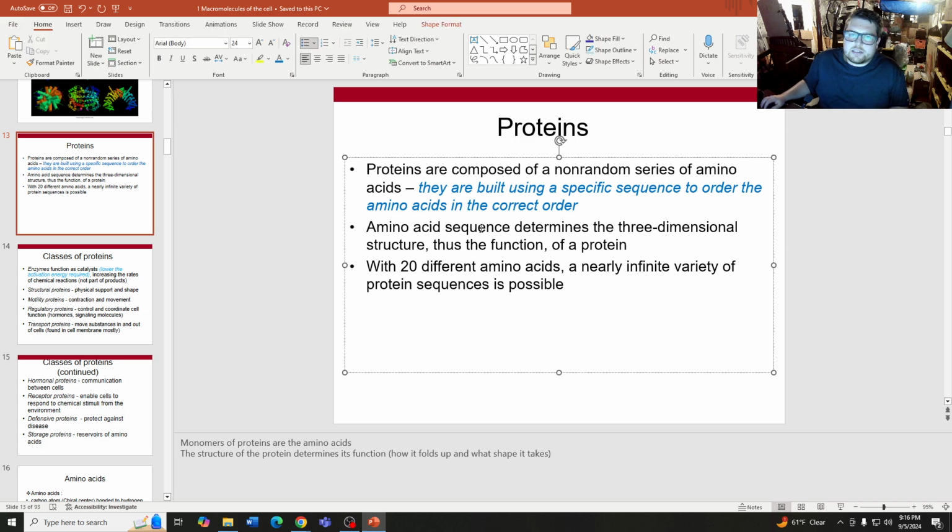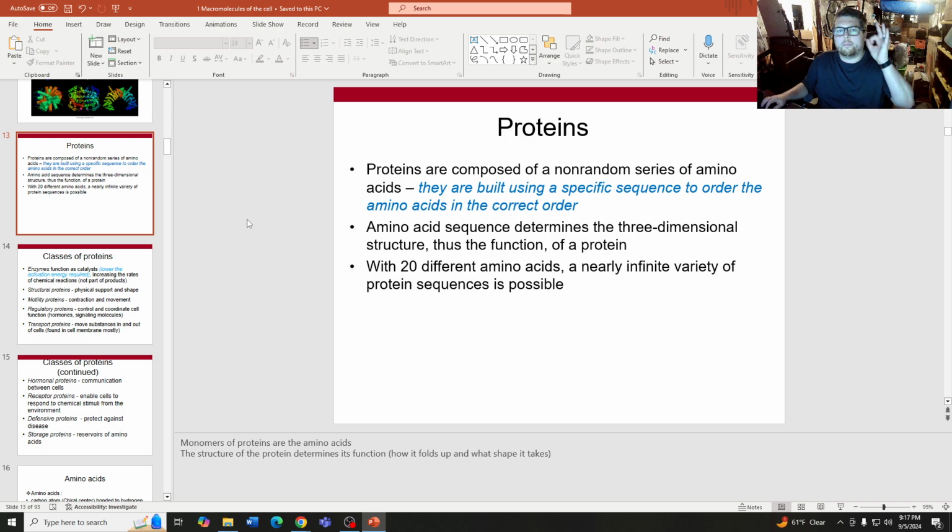Amino acid sequence is going to determine the three-dimensional structure as well as the function of a protein. When we're making a protein, we start off with a single monomer, a single amino acid, and then we string a bunch more onto that. Essentially, we create a string of all of these monomers, and that is a polymer.